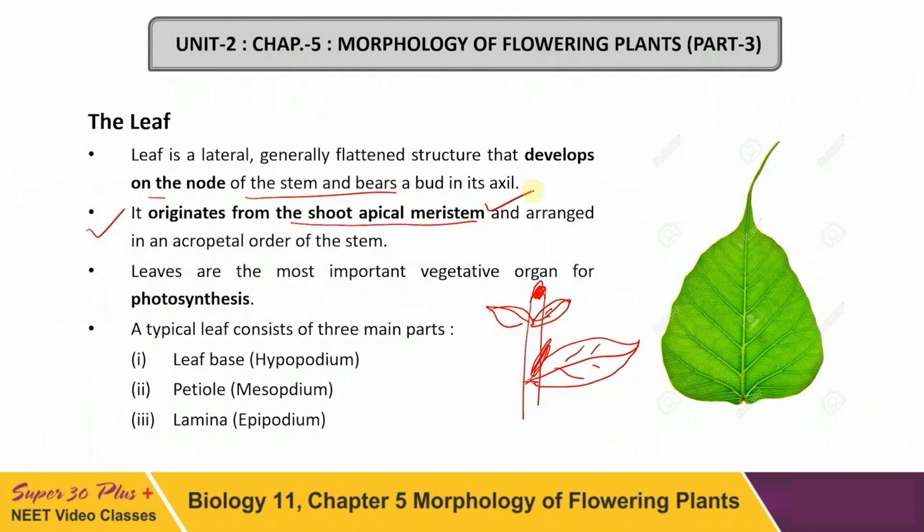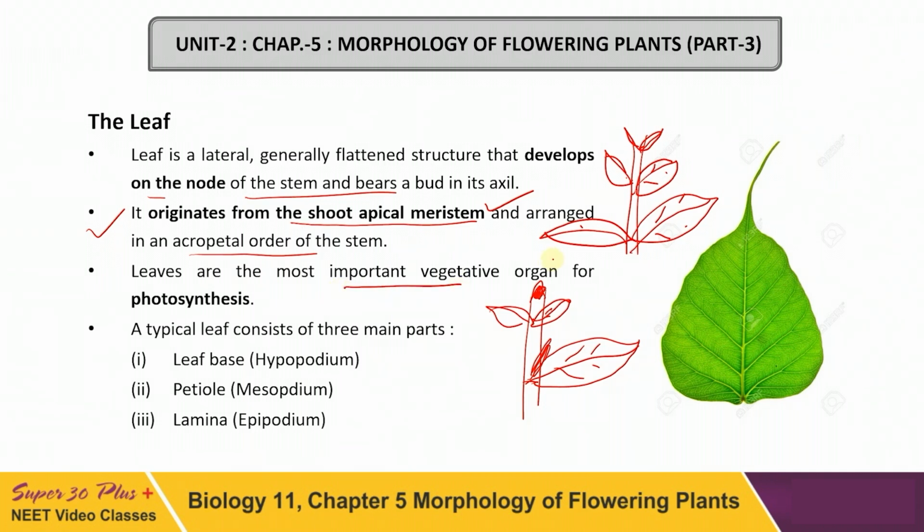Remember it. These are arranged in acropetal order. Acropetal order means the larger and older leaves are at the lower part of the stem, and the young, small-sized leaves are towards the tip. Acropetal arrangement, acropetal order. Leaves are the most important vegetative organs. They do photosynthesis and transpiration. These are the two main functions of a leaf.